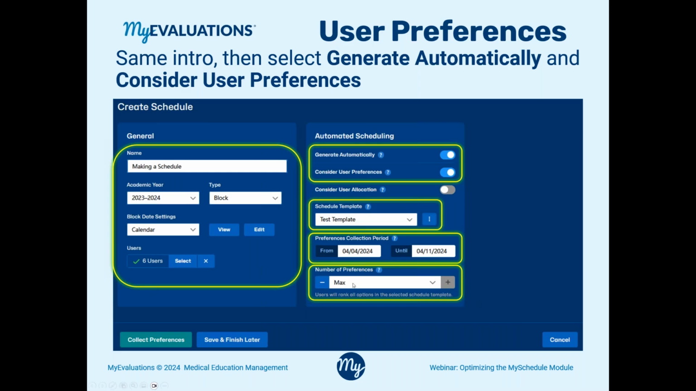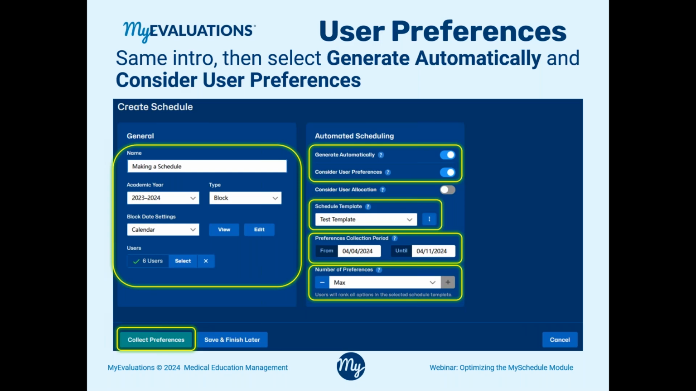You could set that to max, which will let them do all 5 options and sort it in the order that they want. Or you can give them, let's say, their top 2 preferences, so you can change that number here. Once you select those options, notice at the bottom, the button here is not to save and generate like it was before, where we had the generate option, but the option says collect preferences, because the schedule won't be built until after April 11th.